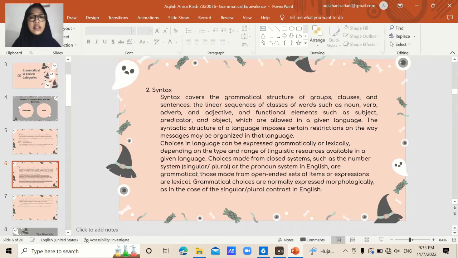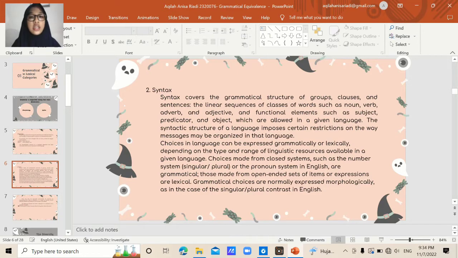Syntax. Syntax covers the grammatical structure of groups, clause, and sentence. The linear sequence of classes of words such as nouns, verb, adverb, and adjective, and functional elements such as subject, predicator, and object, which are allowed in a given language. The structure of a language imposes certain restrictions on the way message may be organized in that language.